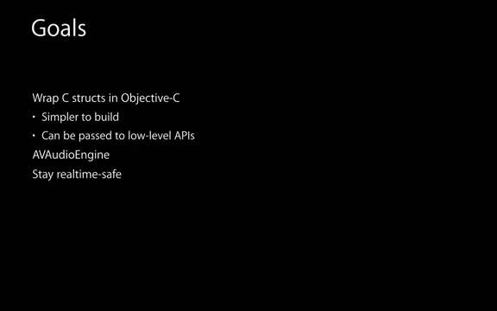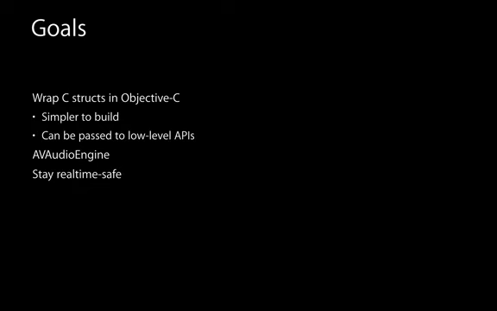We're going to, in many cases, wrap our existing low-level C structures inside Objective-C objects. And in doing so, these lower-level C structures become easier to build, but we can also extract them from our Objective-C objects and pass them to the low-level APIs we might already be using. And this is a philosophy we use also with the AVAudioEngine, which we'll be examining in more detail in the next session here.